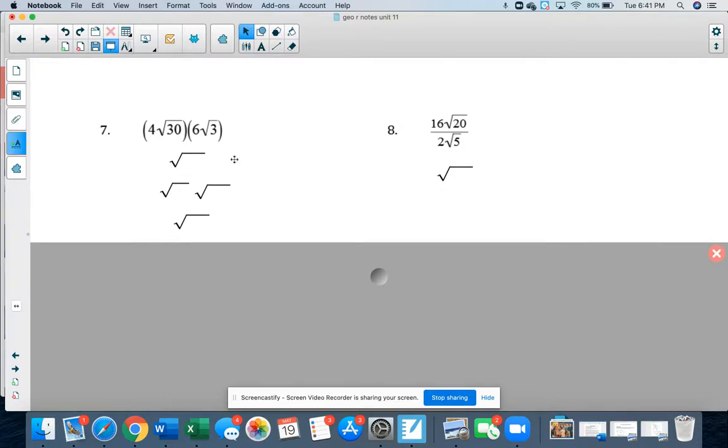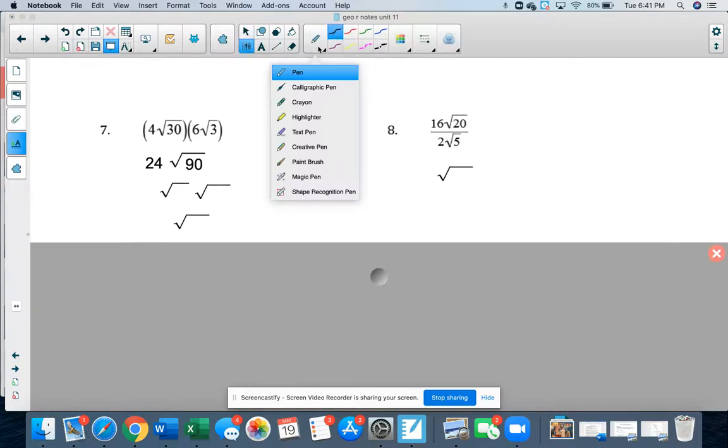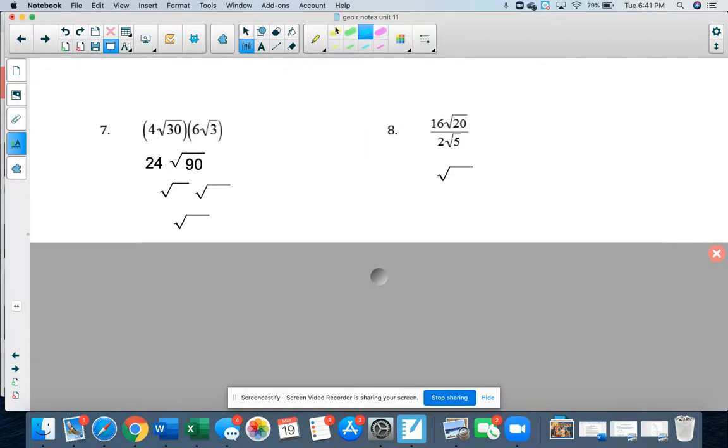All right, so on number 7, I finally have coefficients out in front. 4 times 6 is 24. 30 times 3 is 90. All I did was multiply the coefficients in front, so that's the 4 and the 6. That number stays in front; it's not under a radical. And then I multiply the numbers under the radical, and that's how I got radical 90.